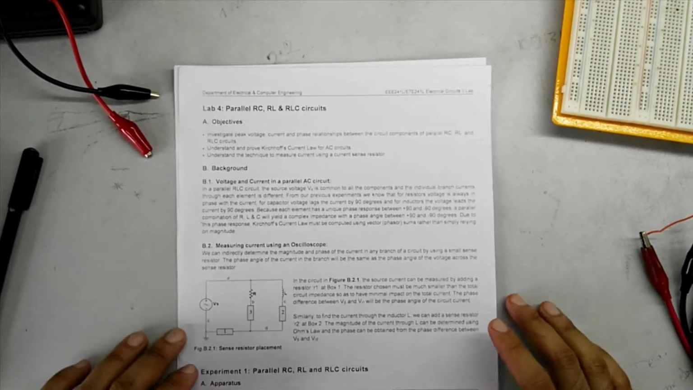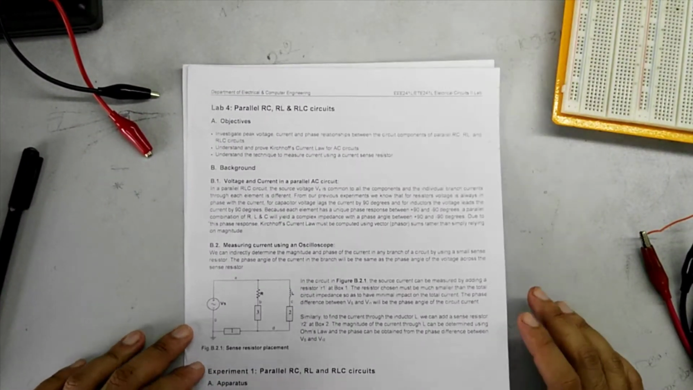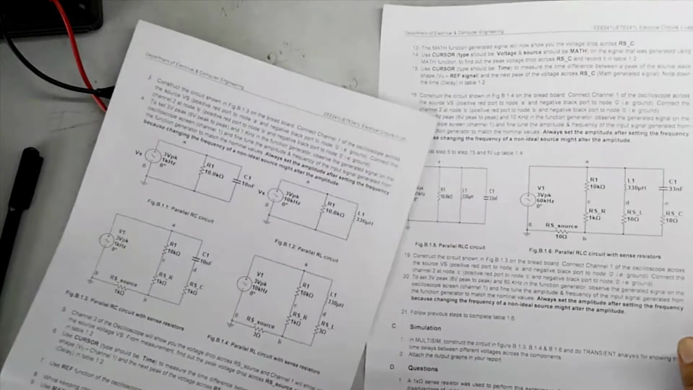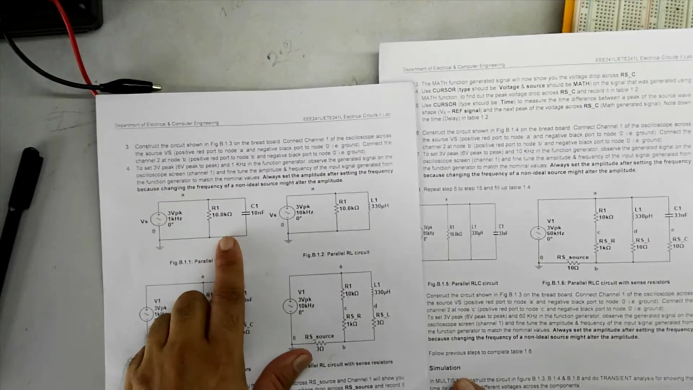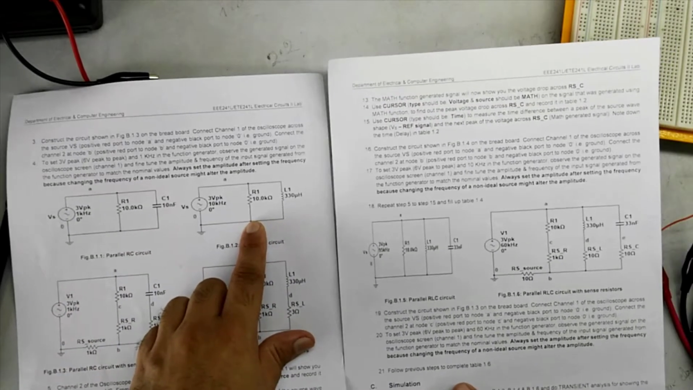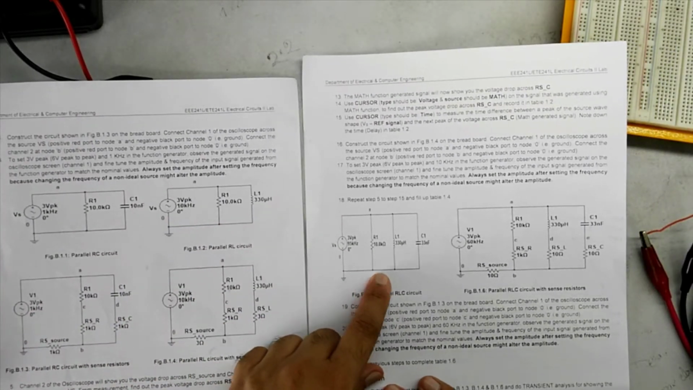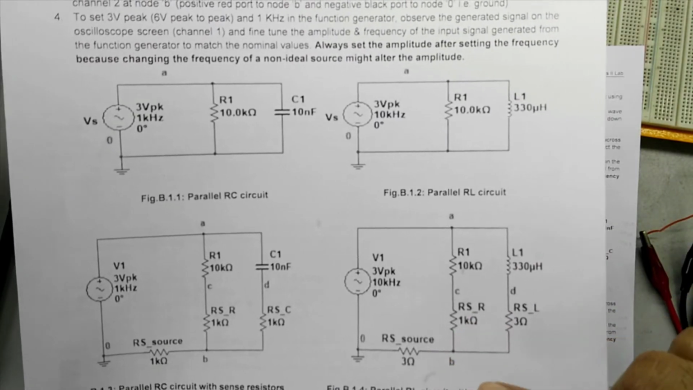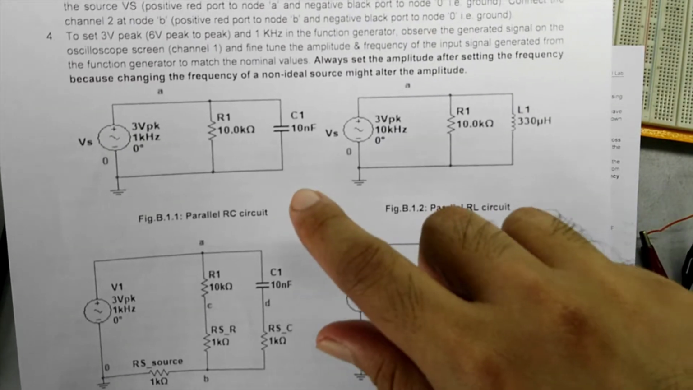Let's look at Lab 4: parallel RC, RL and RLC circuits. In this lab we will look at parallel RC, parallel RL and parallel RLC circuits. If you look closely, we have two sets of circuits for each configuration.